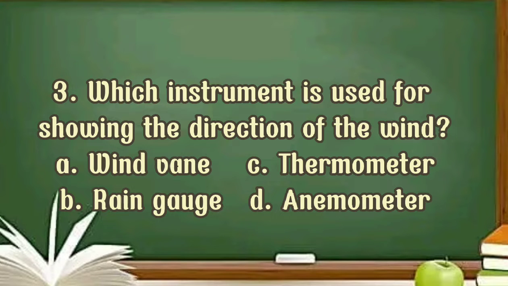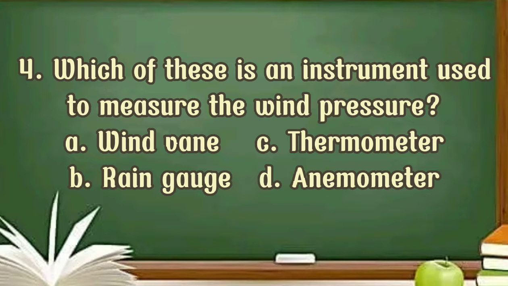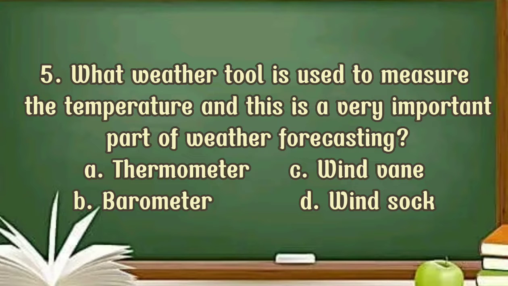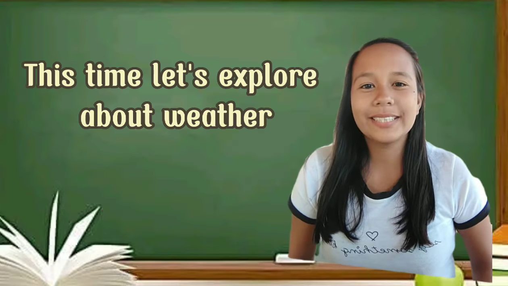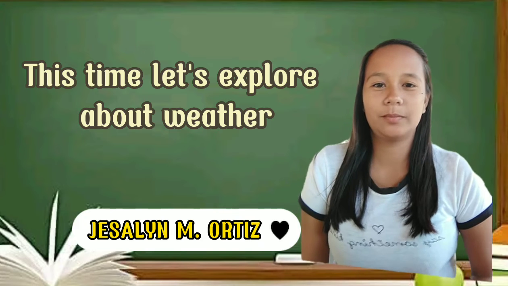Number 3. Which instrument is used for showing the direction of the wind? A. Wind vane, B. Rain gauge, C. Thermometer, D. Anemometer. Number 4. Which of these is an instrument used to measure the wind pressure? A. Wind vane, B. Rain gauge, C. Thermometer, D. Anemometer. Number 5. What weather tool is used to measure the temperature, and this is a very important part of weather forecasting? A. Thermometer, B. Barometer, C. Wind vane, D. Windsock.